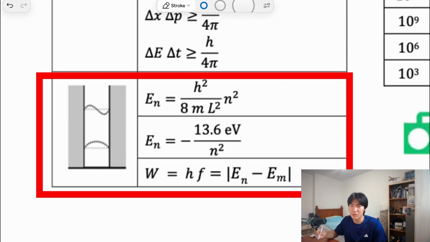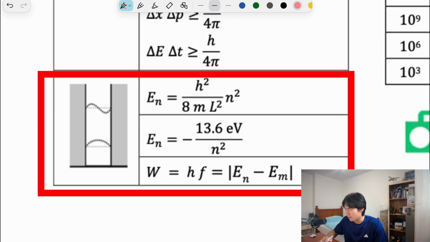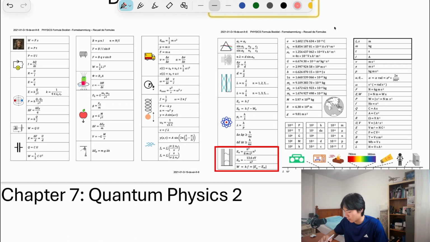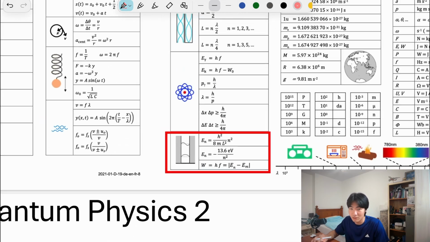And if you took chemistry, or if you are taking chemistry, you should be familiar maybe with this equation here, which is the hydrogen atom's energy level. So if you took chemistry in S6, this chapter is going to be a little easier, but still it is quite difficult, because you're going to have to learn about Schrodinger's wave equation, etc. I'd say 5 out of 5 difficulty, but they are never going to ask things that are too difficult about this chapter.